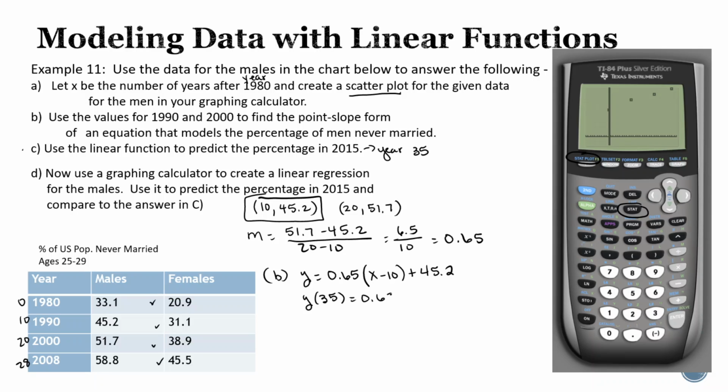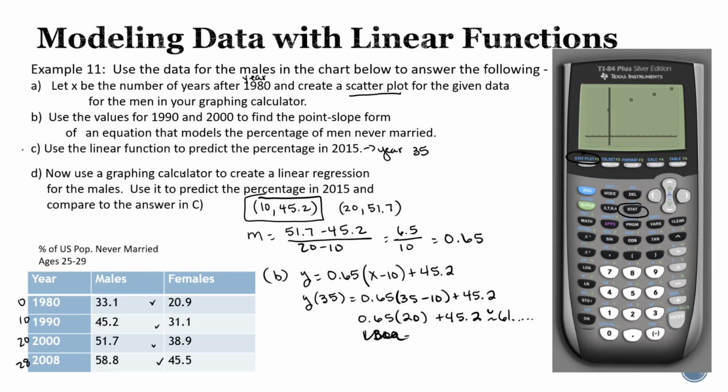So I'll have 0.65 times 35 minus 10 plus 45.2. So we'll have 0.65 times 20. Okay, and so that'll end up being, let's see, well, I think it's approximately 61 point something. You can plug that into your calculator and get a result.